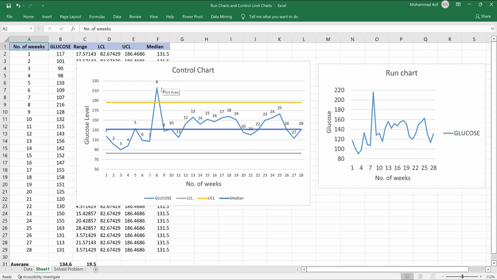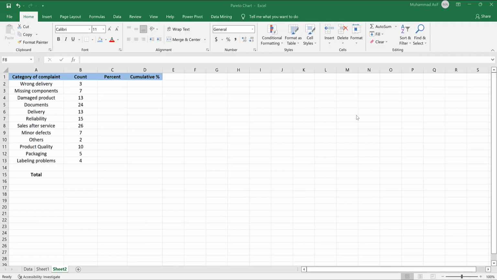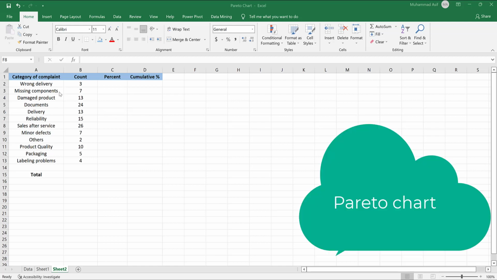So control charts give us an idea whether the process is in control or out of control, or whether there is a tendency. Our next topic is Pareto analysis. Pareto analysis is used when we want to prioritize problems.